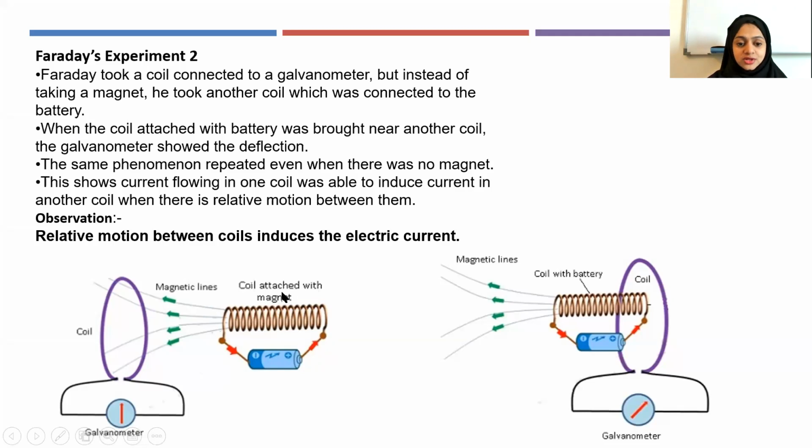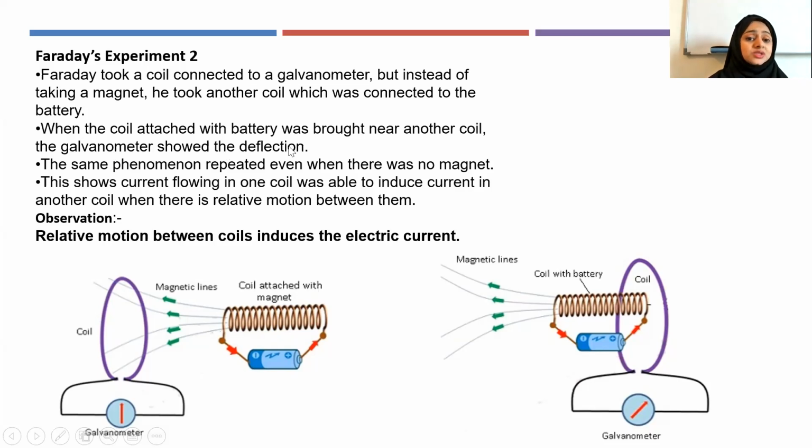Oh, what I have written here is wrong. It should be connected to a battery. By mistake I wrote a magnet. So here he took another coil of wire connected to a battery. So this coil, which is attached to a battery, will have current in it.